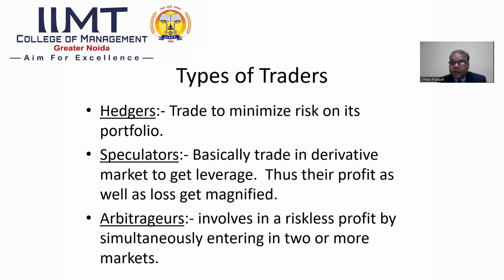So what will the arbitrageur do? They will buy Reliance in the cheaper market, that is NSE, at the rate of 2,500, and they will sell Reliance at 2,550 rupees on BSE. So at the same time, they will buy in one market, that is NSE, and they will sell in another market, that is BSE, and they will earn 50 rupees. So arbitrageurs are those traders who buy and sell the same product in different markets at one point of time.